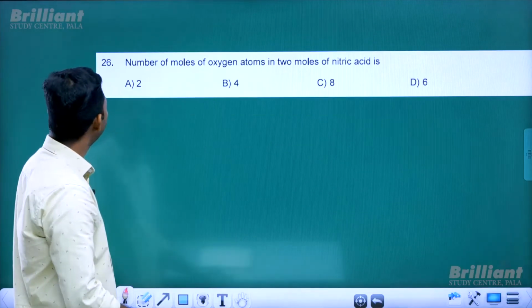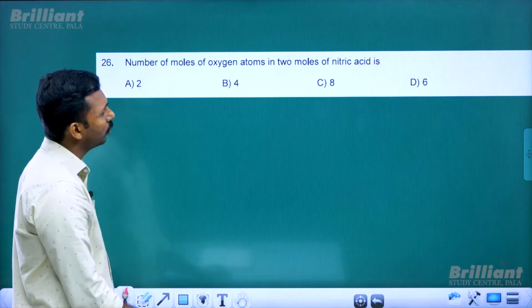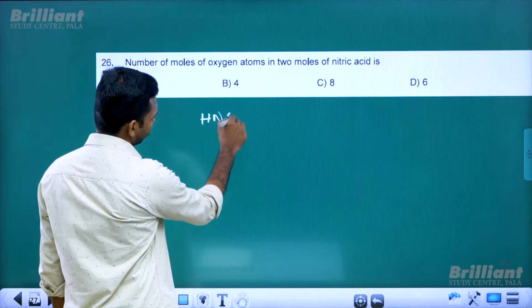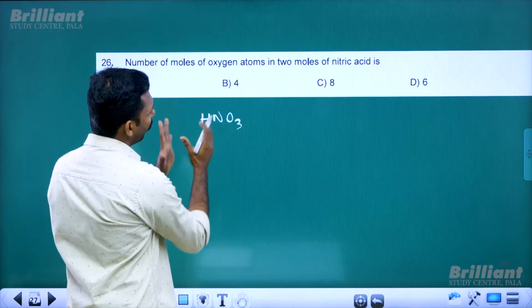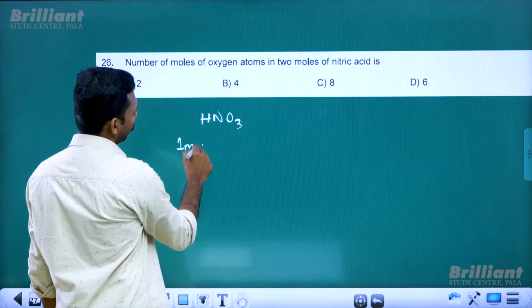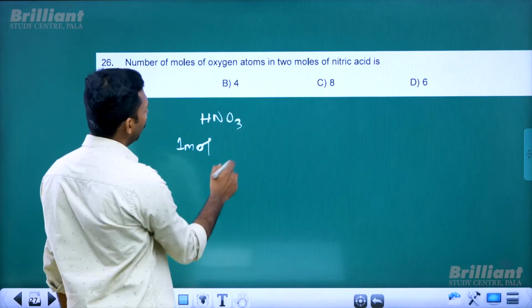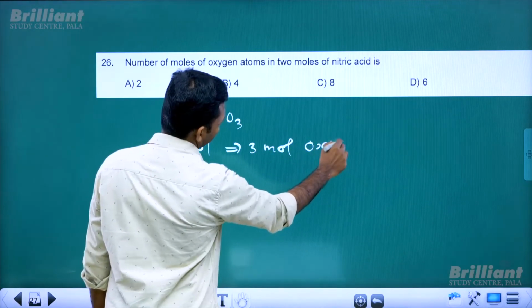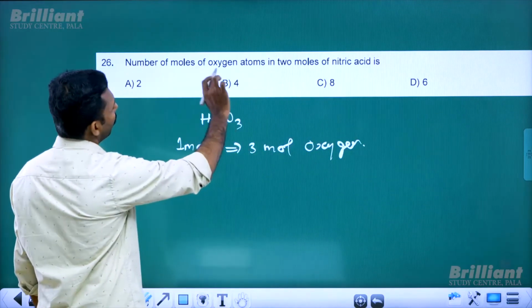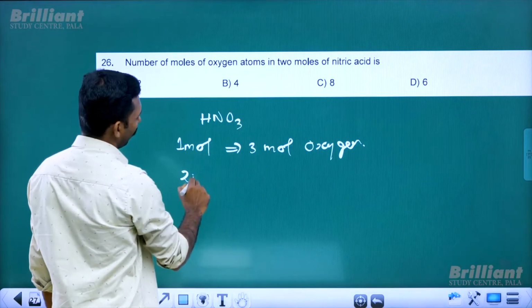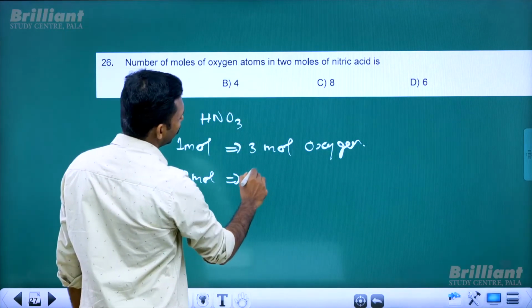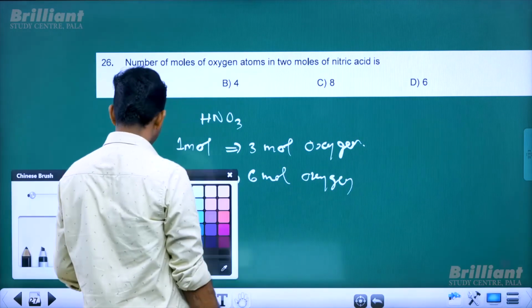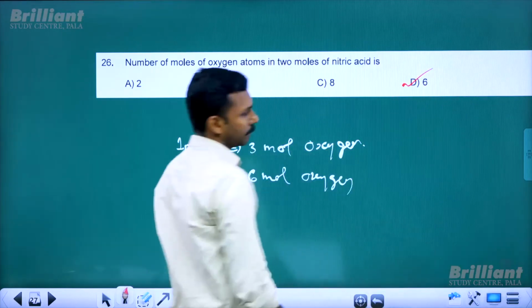Now going to 26th question. Number of moles of oxygen atoms in 2 moles of nitric acid is. We can see nitric acid is HNO3. So what is the number of moles in 1 mole? This formula represents 1 mole nitric acid. 1 mole contains 3 mole oxygen. So how many moles in 2 moles? 2 into 3, so 6 mole oxygen. So answer option is D. Okay. Answer option is D here.